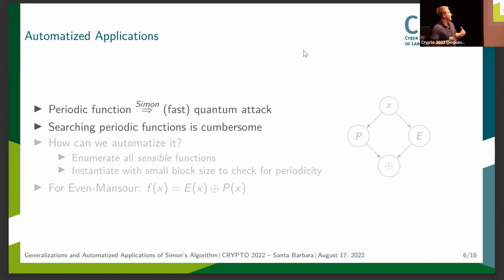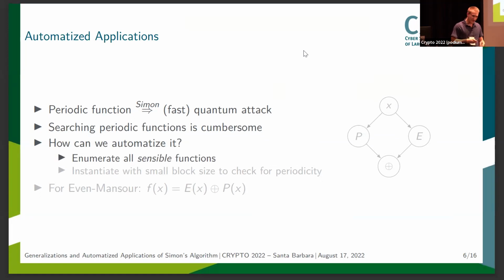For the Even-Mansour construction, finding this function is quite easy because the construction itself is rather easy. But if you study more complex constructions, it becomes really cumbersome, and you don't want to do it by hand anymore. And so we want to automate it. We want a computer to do this for us. But the question is, how can we do this?